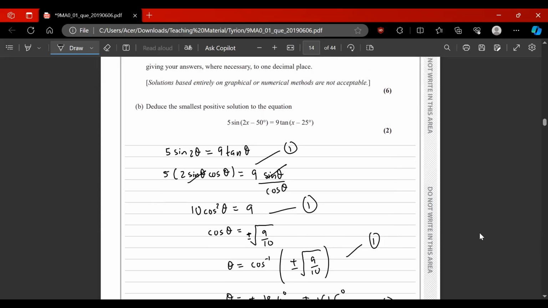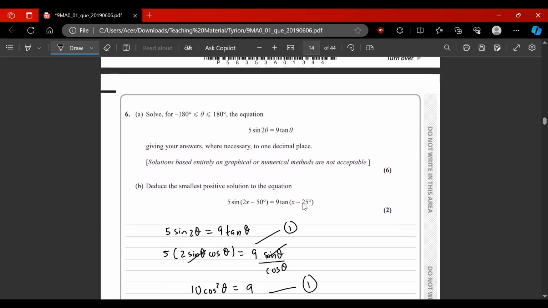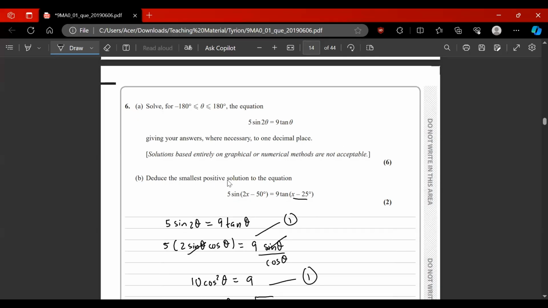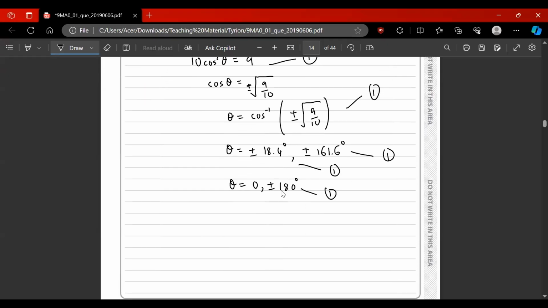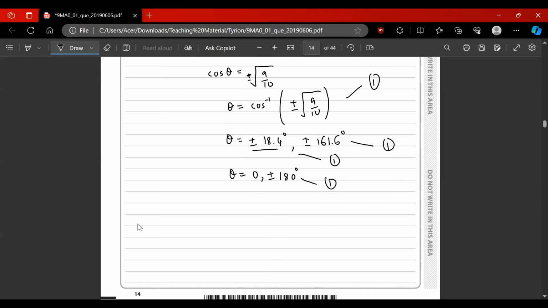Right, so in part B, we are asked to deduce the smallest positive solution to the equation 5 sin 2(x - 25) equals 9 tan(x - 25). So you can see here, we have x - 25 instead of theta. That's the difference. In order to find the smallest positive solution, let's look at our solutions. From this, you can see that to get the smallest one, it would obviously be using this particular value. So if I equate x - 25, the new function you have, to the solution -18.4 degrees.